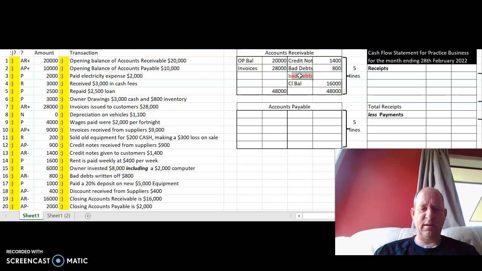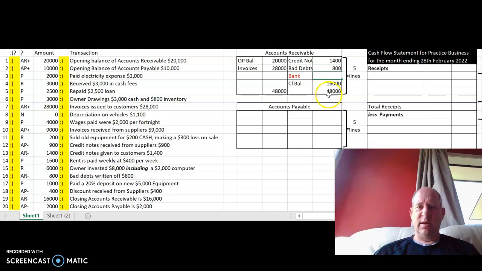So I'm going to type in bank. Notice that I've put mine in red. It's because it's key information. And so the bank figure is 48,000 minus all of these. What do I have to do to make the side up to 48,000? So the total money received from accounts receivable is that missing figure here.